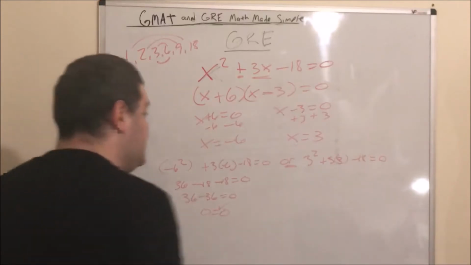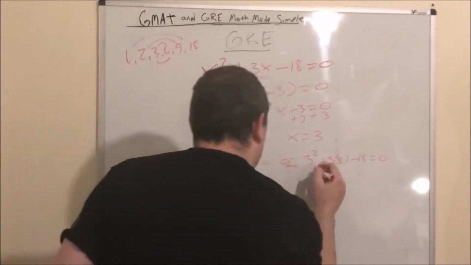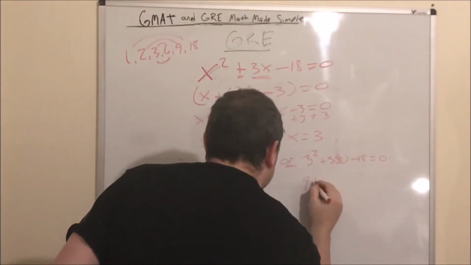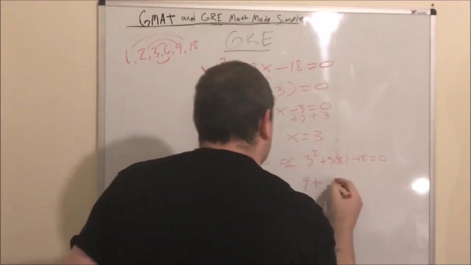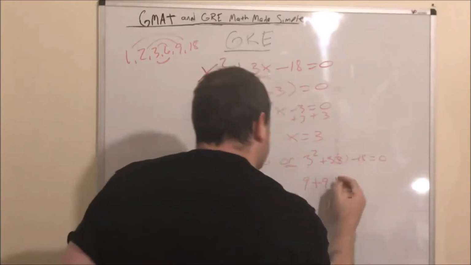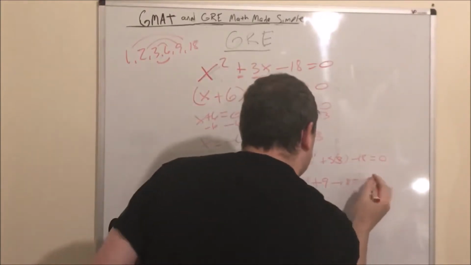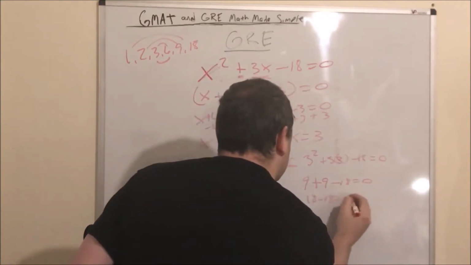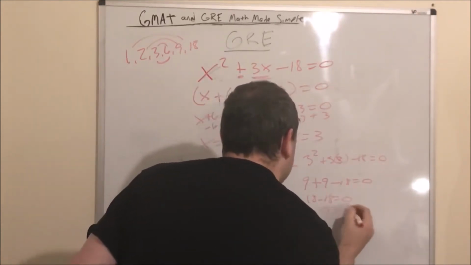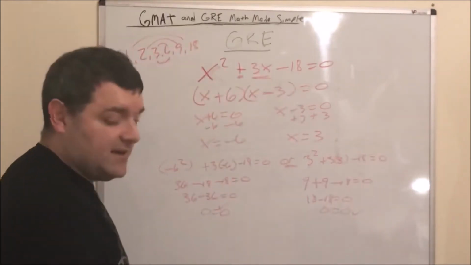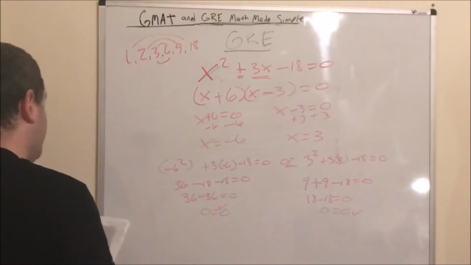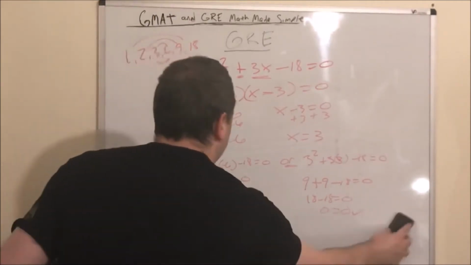Now for the other answer, we can always check it as well. 3 squared is 9. Then we have plus 3 times 3 again, which is 9. Then minus 18 equals 0. When you combine like terms, we have 18 minus 18 equals 0. 0 equals 0, so it all checks out. So that's the answer for number 12 that I posted earlier this week.